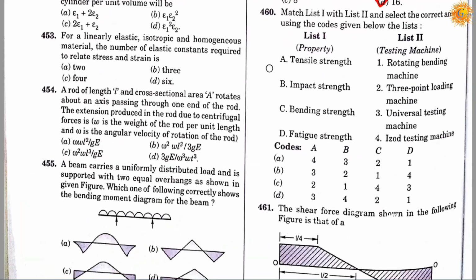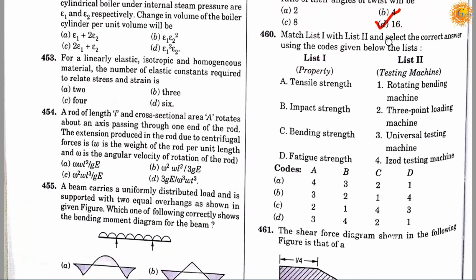Question number 460. Match list first and second and select the correct answer using the codes given below the list. In the first list, there is tensile strength, impact strength, bending strength and fatigue strength. The second list is testing machines like rotating bending machine, 3-point loading machine, universal testing machine, and Izod testing machine. So correct answer is D.